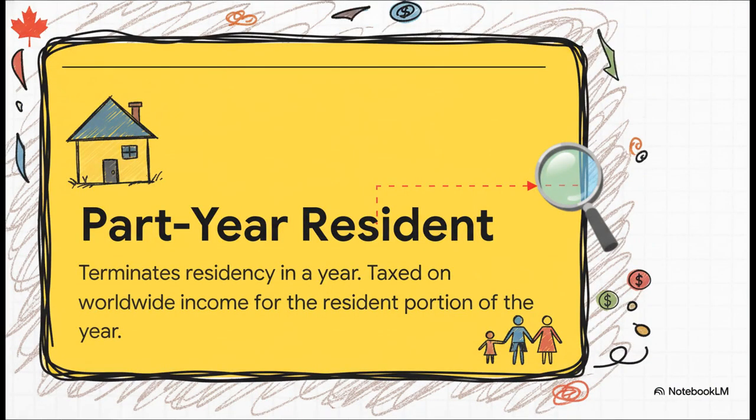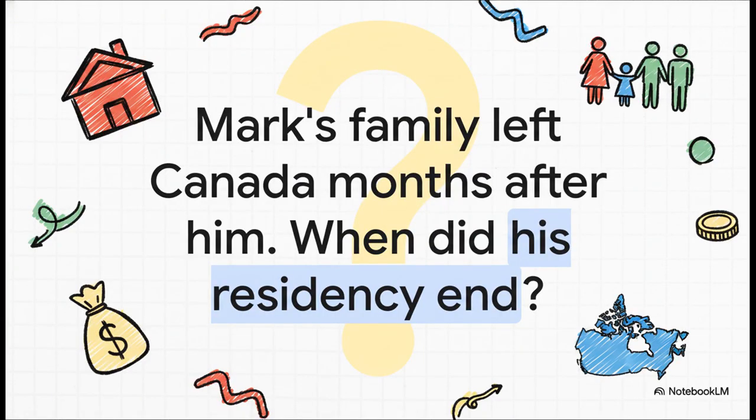Now, for individuals who do manage to make a clean break, they become what's known as a part-year resident. This means that on a specific date during the year, you officially stop being a Canadian resident for tax purposes. Up until that day, you're taxed in Canada on your worldwide income, but for the rest of the year, after that day, you're not.